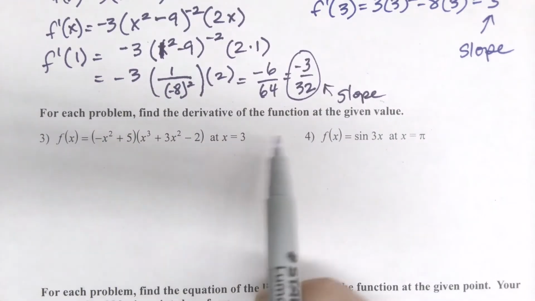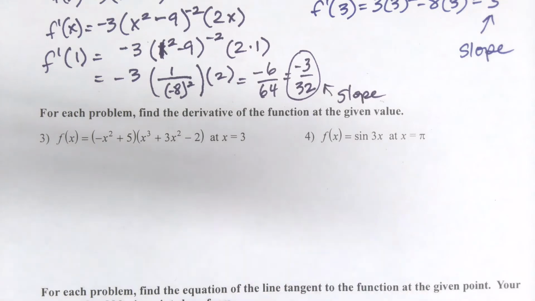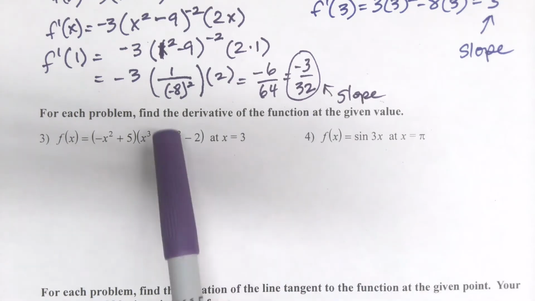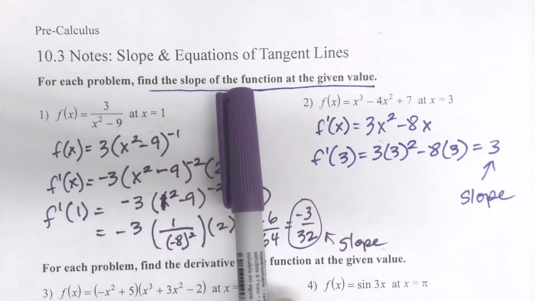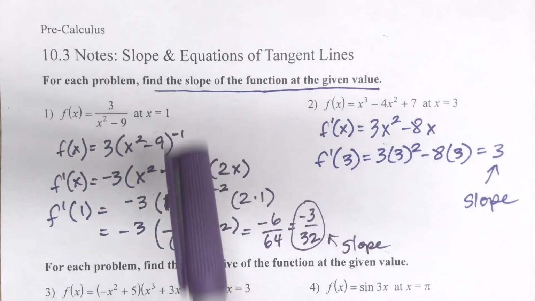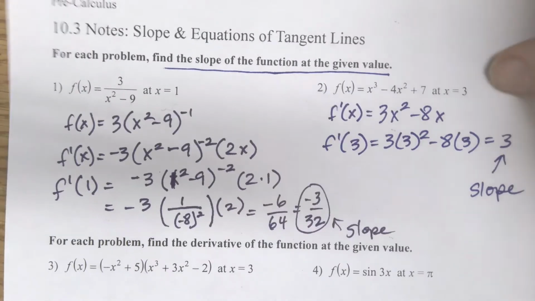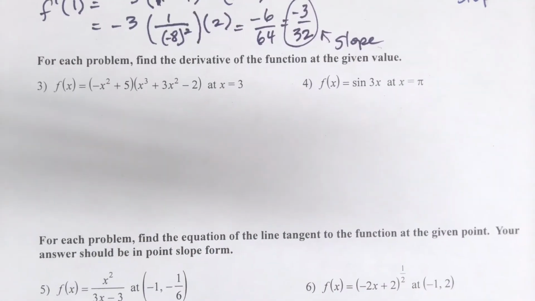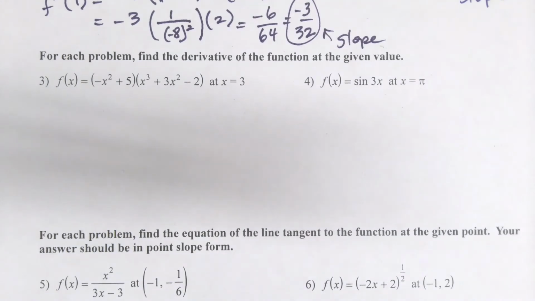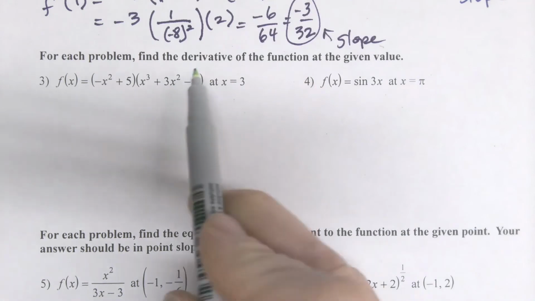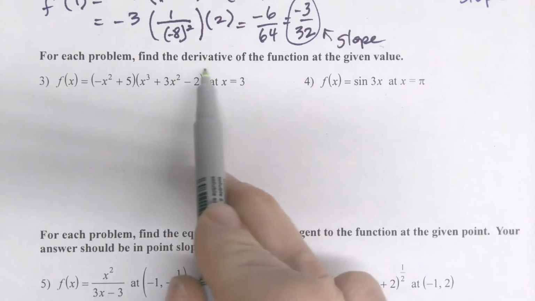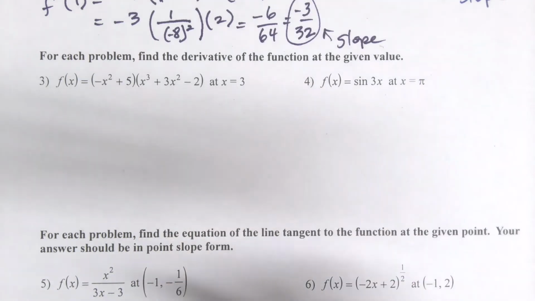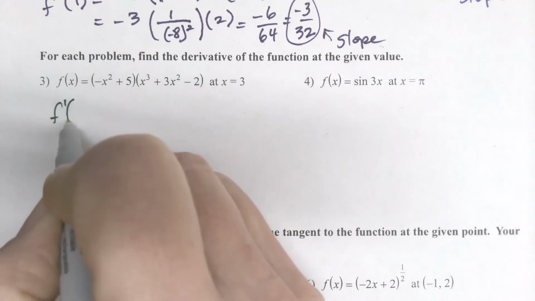The directions change on the next section, but what we do doesn't change at all. Finding the derivative at a given value is the same as finding the slope at a given value. The slope and the derivative mean the same thing. What we're doing is essentially the same for both of those, okay? So finding the derivative, you might hear this as differentiate. Finding the derivative, f prime of x.